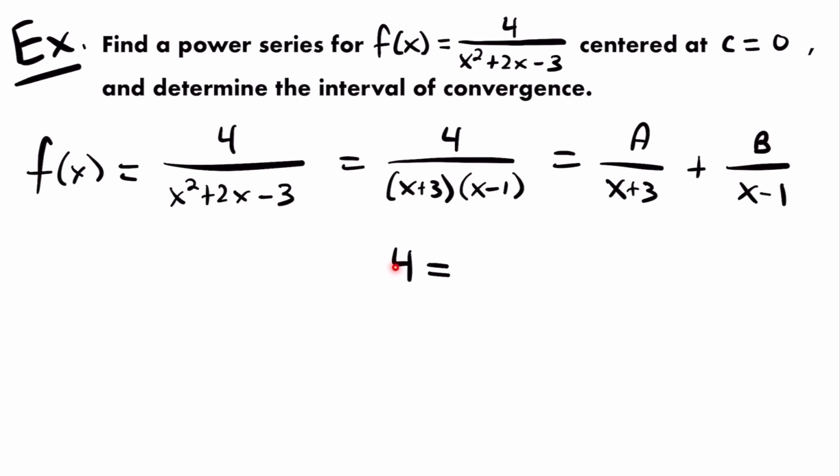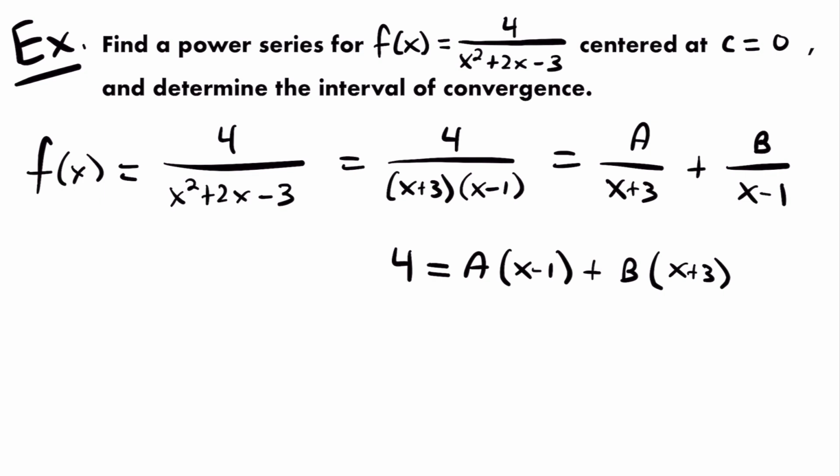So we're going to set 4 equal to a, and that a is going to be multiplied by the factor it doesn't have in the denominator, which is x minus 1. So we'll have a times x minus 1, and we're going to add that to b times the factor that it doesn't have in its denominator, which would be x plus 3. So we're going to have x plus 3.